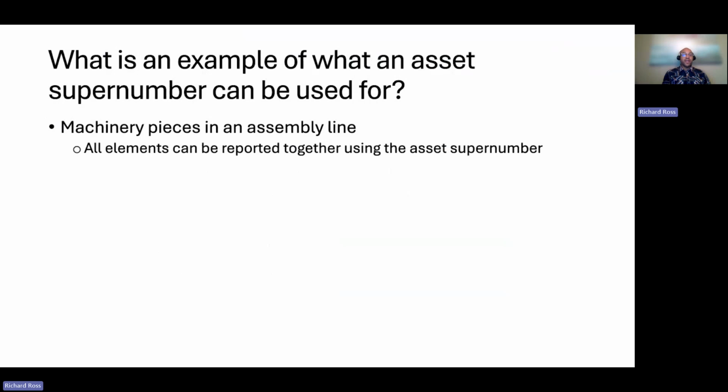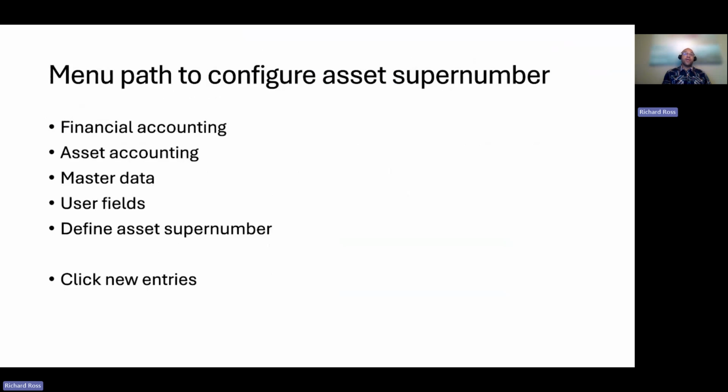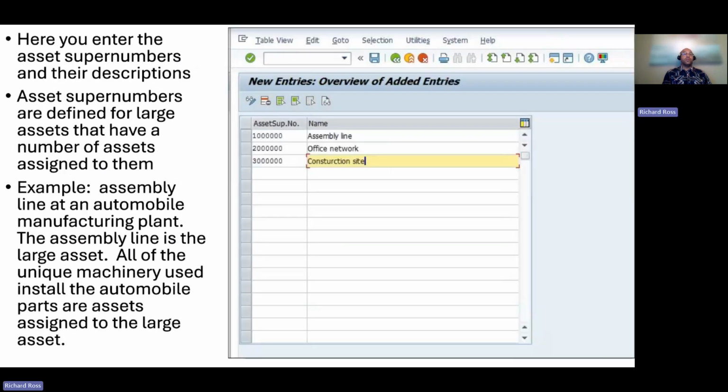What is an example of what an asset supernumber can be used for? Machinery pieces in an assembly line. All elements can be reported together using the asset supernumber. Menu path to configure asset supernumber: Financial accounting, asset accounting, master data, user fields, define asset supernumber. Click new entries. Here, you enter the asset supernumbers and their descriptions.